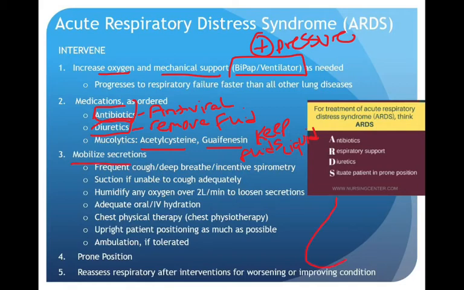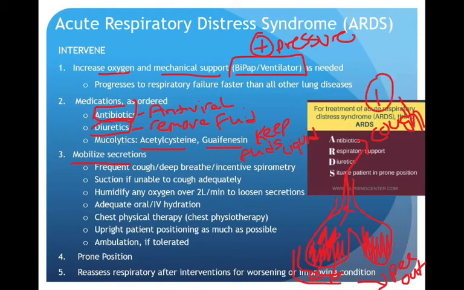So if we have lungs, let me draw our lungs here. If you have lungs that are full of fluid, there's two ways for this fluid to get out. You can cough it out, or we can send it into the capillaries here and pee it out. So we want to get the fluid out of the lungs. This is an airway problem. So we will use both ways. The best way is to get the fluid literally out by coughing that fluid out, or we're going to pee it out. So we will use diuretics, mucolytics, and mobilized secretions. Those are our real big interventions to get that fluid out of the system.